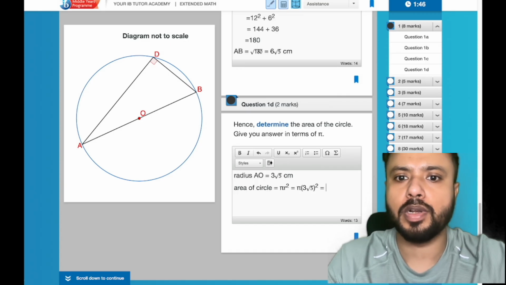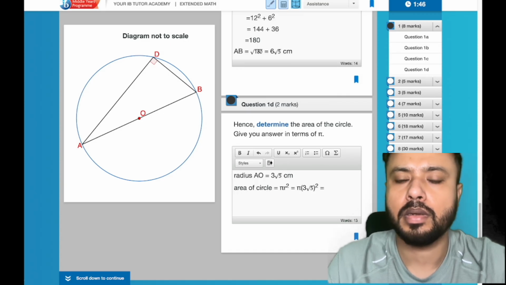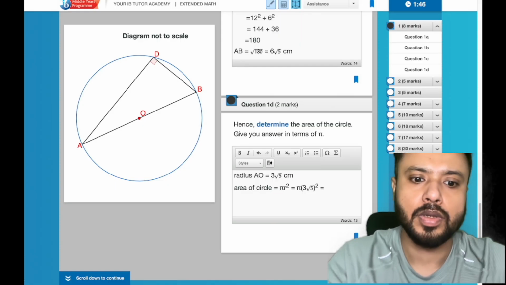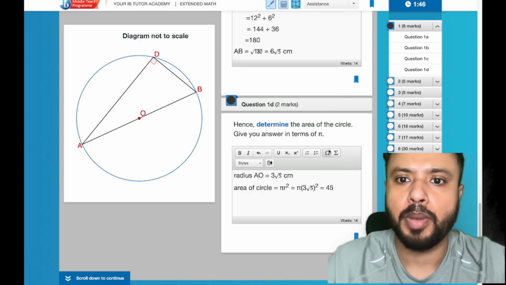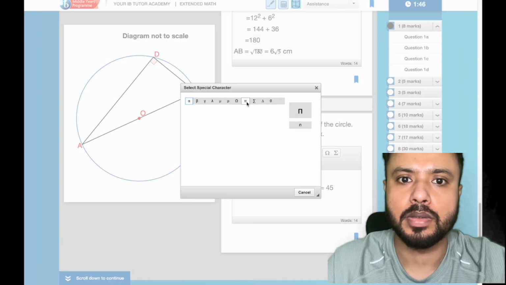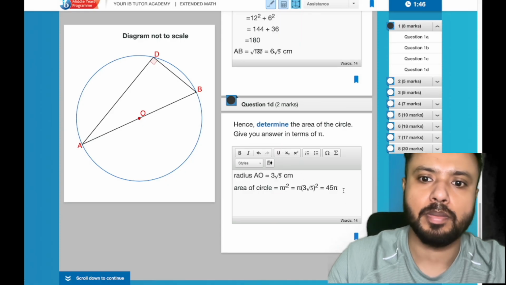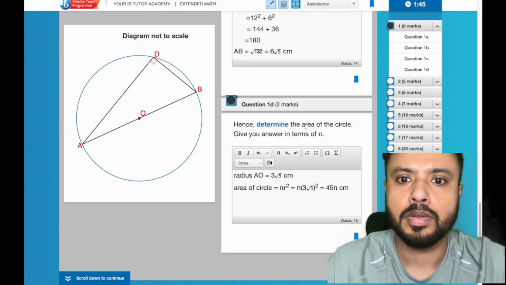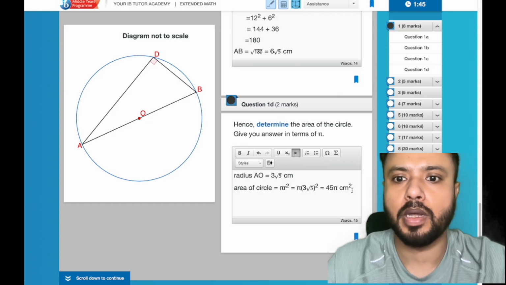So when you solve it, you will get 3 into 3, 9. 9 into 5 is 45. So 45 pi centimeters squared will be the answer. So 45 pi centimeters squared will be the answer for this question.